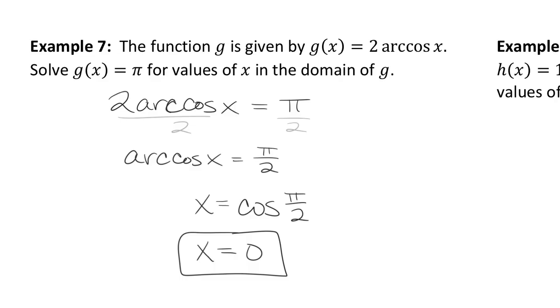So we want to isolate the inverse trig, make it a regular trig question, and answer it like we've always done. It sounds scary when you look at the fact that there's arc cosine, you're like, I don't know what to do. Don't panic. We can do it in ways that we know how to evaluate functions.